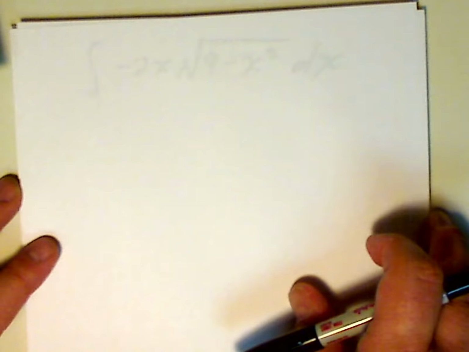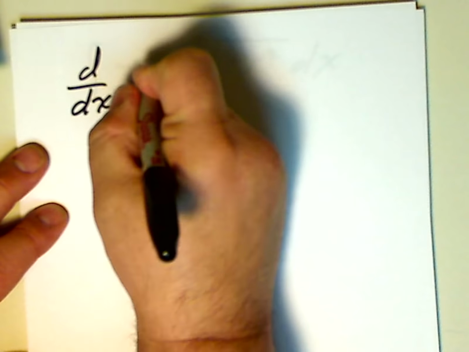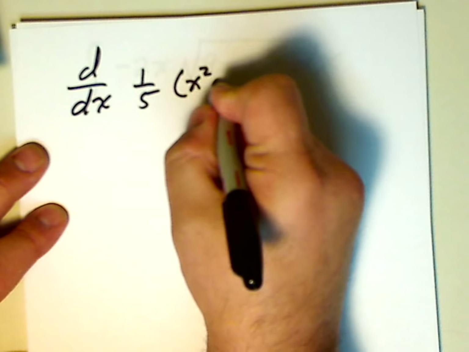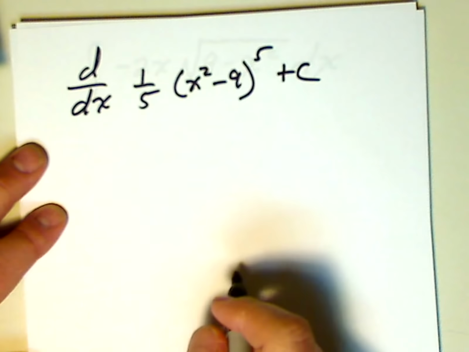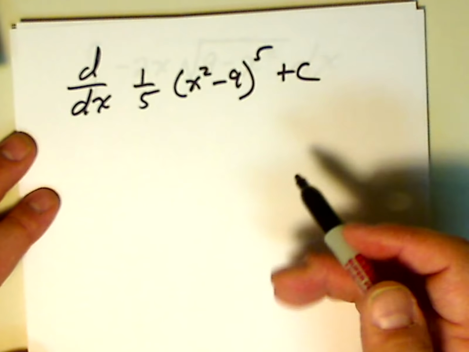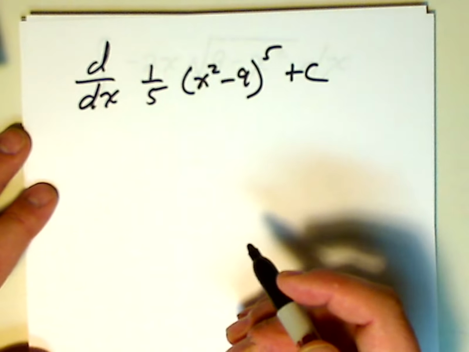We're going to differentiate this thing. Let me pull this down. Let's see, we had d/dx of 1/5 times (x squared minus 9) to the 5th plus c. You don't really need to write in the plus c. I do it just out of habit, because when we differentiate a constant, it becomes 0 and goes out anyway.